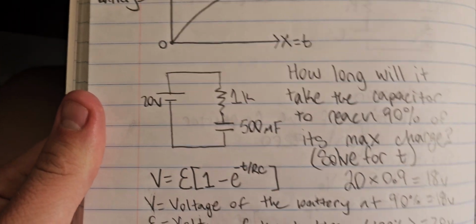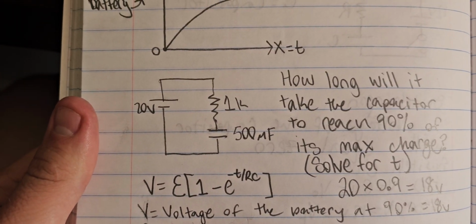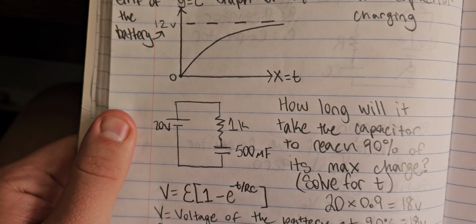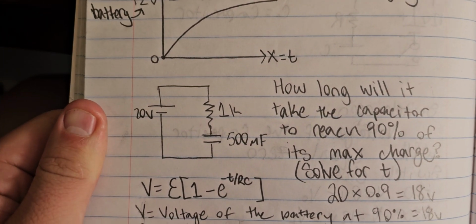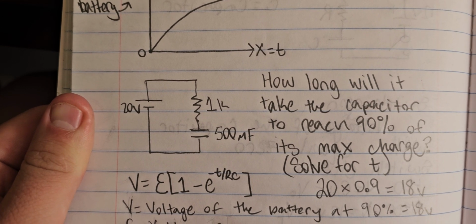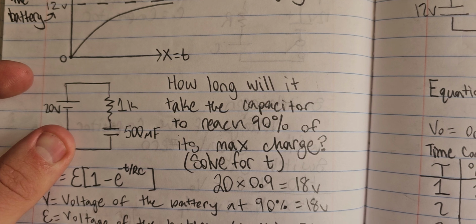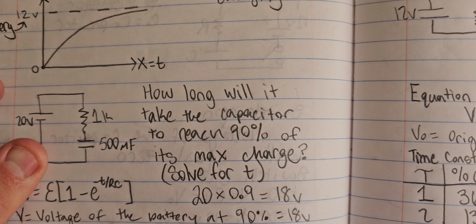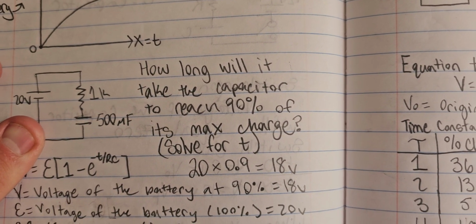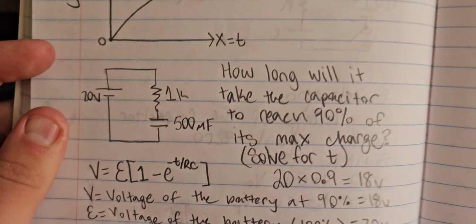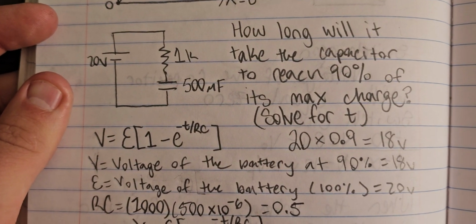So here is a basic RC circuit with 12 volts. The resistor is 1000. How long will it take the capacitor to reach 90% of its max charge? Solve for t. That's what it's asking. So take that equation we just saw on the other page.